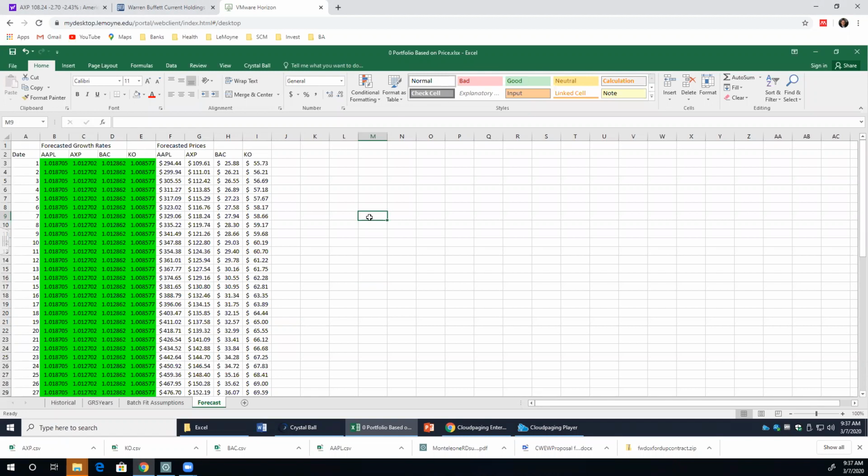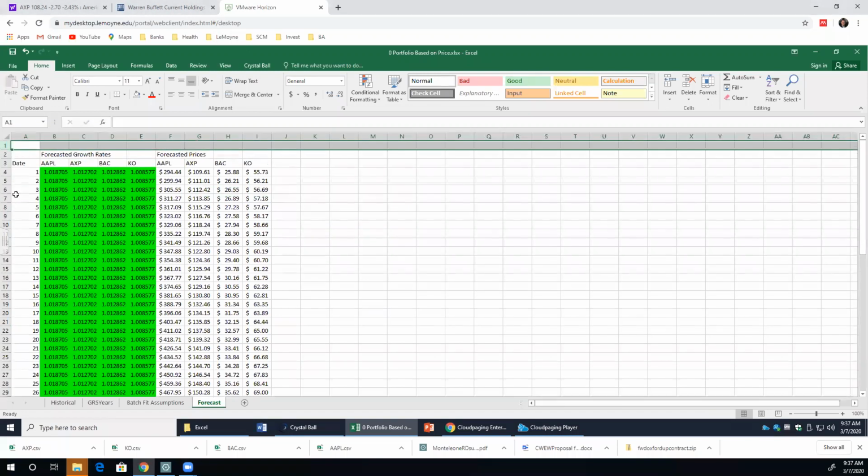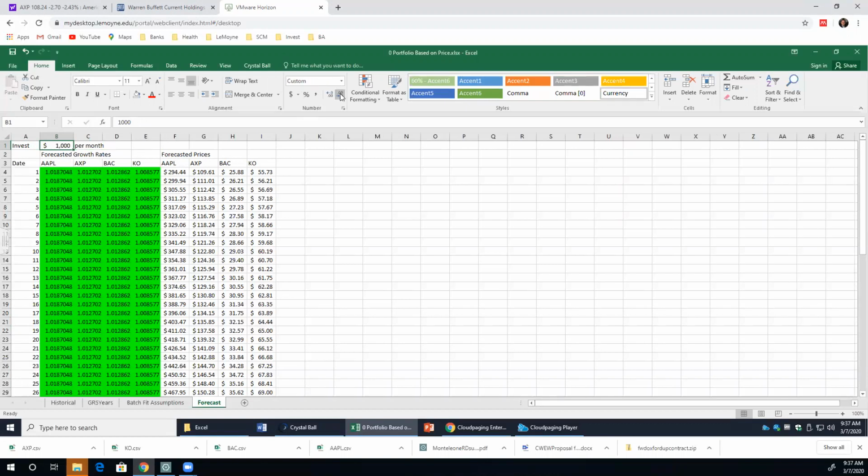All right, so what I'm gonna do is I will create a new row here and I will make an assumption. Again, you can play with this assumption. The assumption here is that I will invest $1,000 per month, right? So I will assume that I will invest $1,000 per month for the next 5 years.